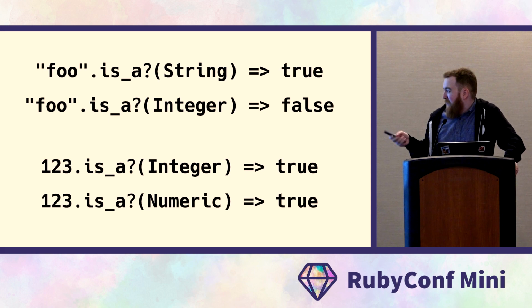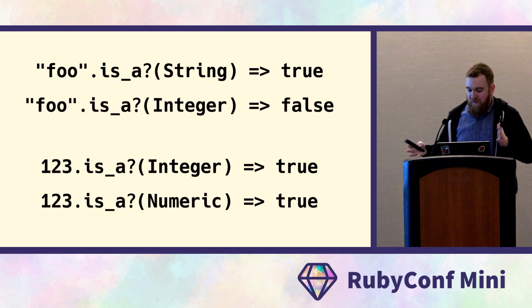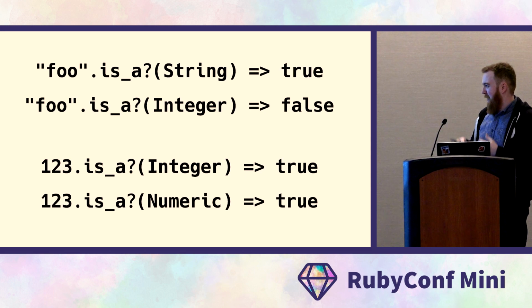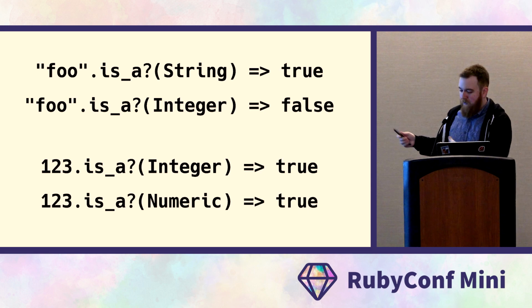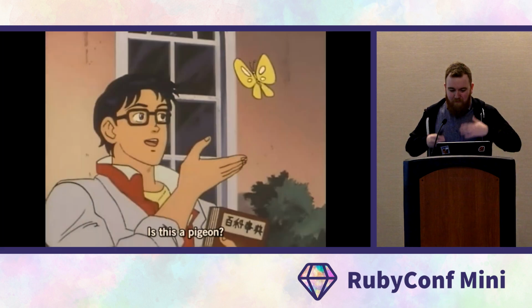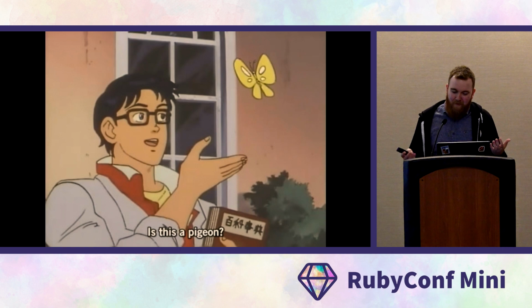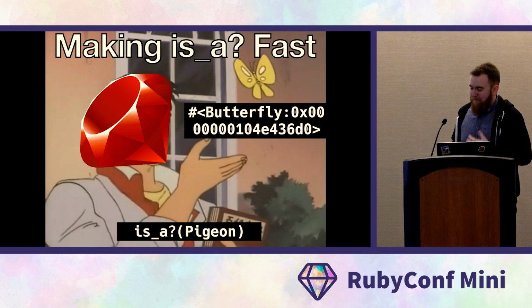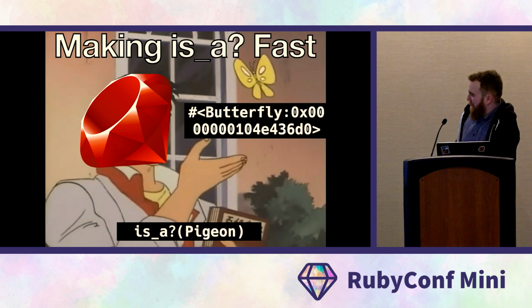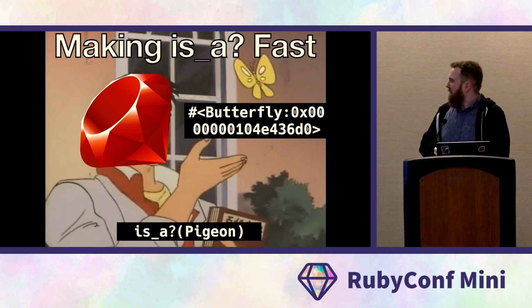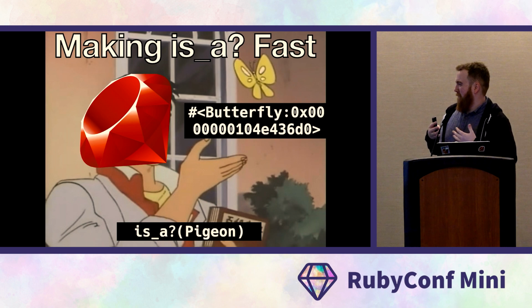1, 2, 3 is an Integer. Yes, that's true, but it's also a Numeric, because is_a? checks the class ancestry, and Integer is a subclass of Numeric. So I know these examples seem ridiculous, kind of like this outdated meme where the guy asks whether a butterfly's a pigeon, or maybe this would be the Ruby version. And I think that's actually really accurate.